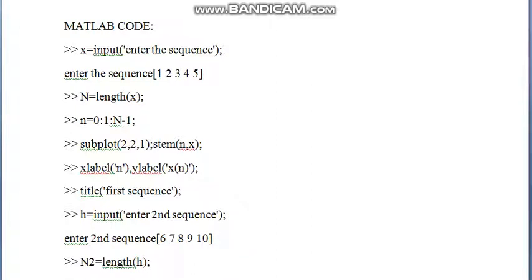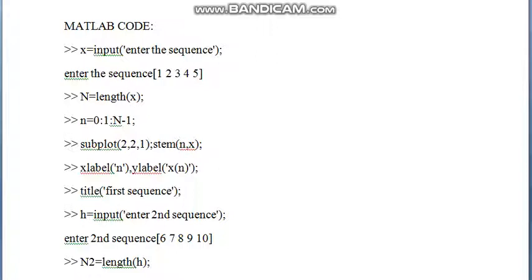Now, I want to find the linear convolution of two sequences. So first I will enter the first sequence. For entering the sequence, the MATLAB command used is input. x equals input, enter the sequence. That means x represents the sequence. When I enter this command, the MATLAB command window will ask for the sequence. So I will enter the sequence in square brackets: 1 2 3 4 5.